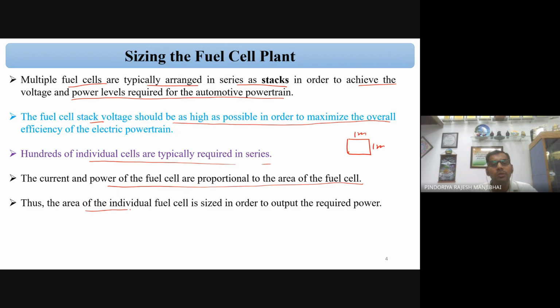Thus, the area of the individual fuel cell is sized in order to output the required power. So that totally depends on the area, how much area is required, so you will get the required power level.